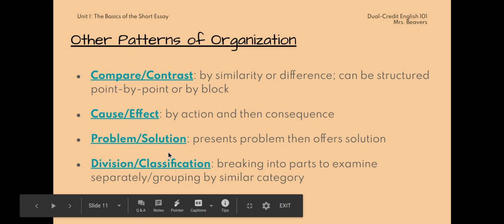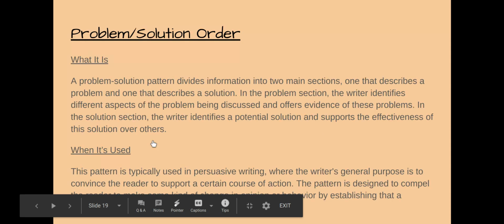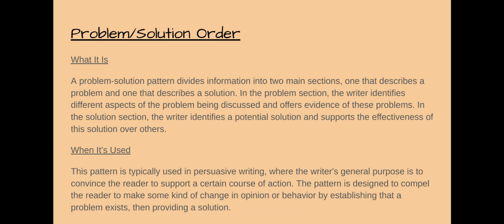All right, another way to structure a paragraph is problem solution. Problem solution pattern divides information into 2 main sections, one that describes a problem and one that describes a solution. In the problem section, the writer identifies different aspects of the problem being discussed and offers evidence of these problems. In the solution section, the writer identifies a potential solution and supports the effectiveness of the solution over others. So this pattern is typically used in persuasive writing when the writer's general purpose is to convince the reader to support a certain course of action. The pattern is designed to compel the reader to make some kind of change in opinion or behavior by establishing that a problem exists, then providing a solution.